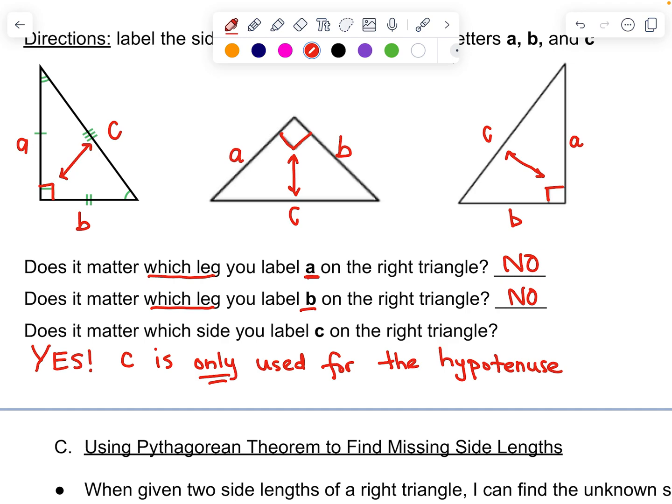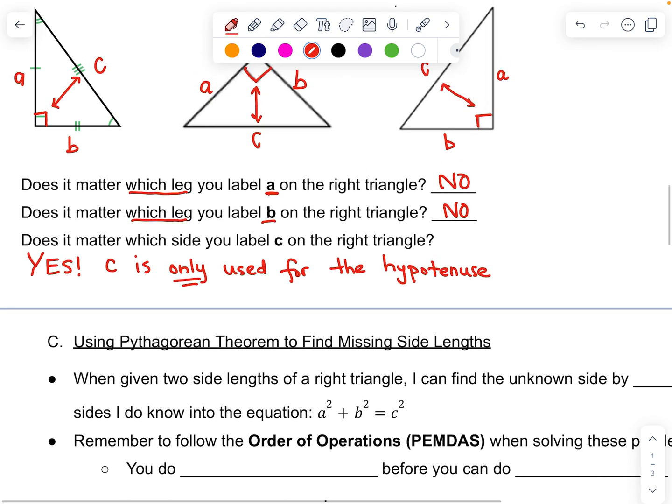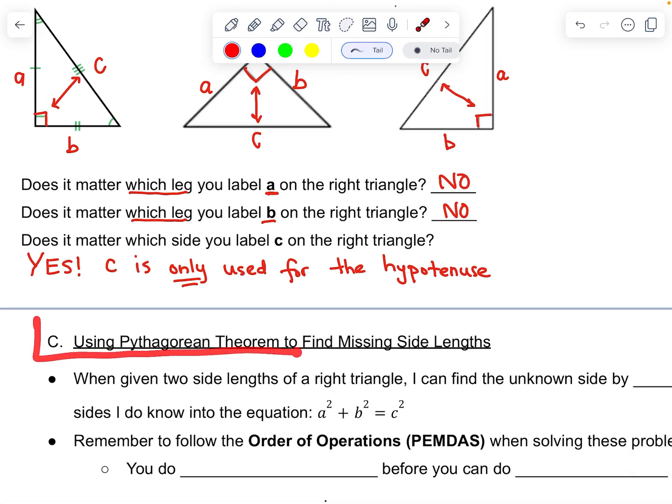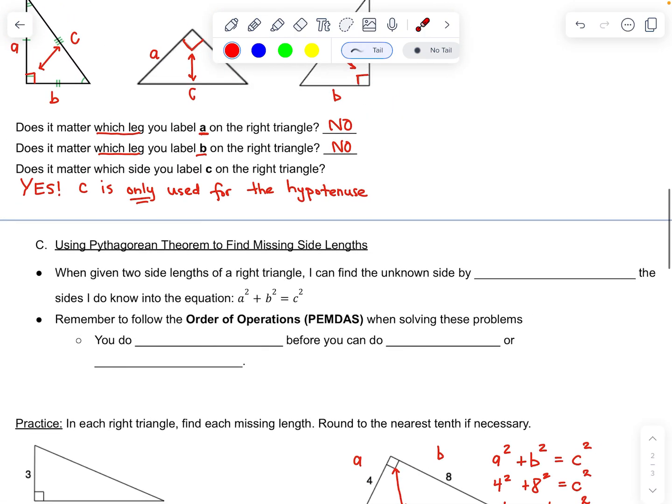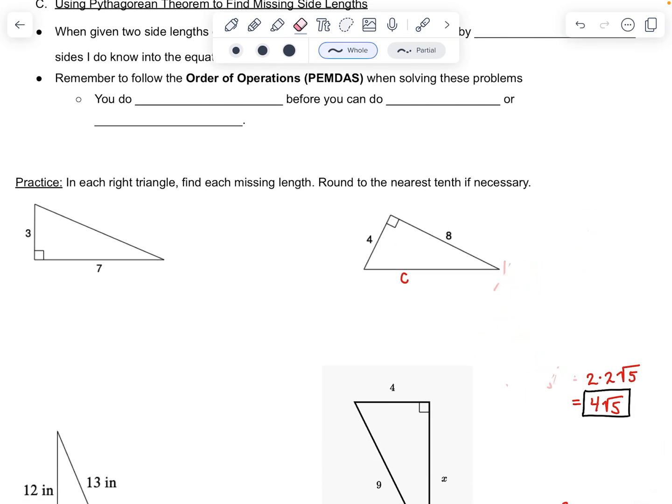All right, so now we have the skills that we need to be able to move forward with using the Pythagorean theorem. So you should be now at the end of the first page of notes and hopefully turning over to the next page where the top of it will say C, using Pythagorean theorem to find missing side lengths. And once you get there, we will get started. Oh, I need to erase this really quickly.